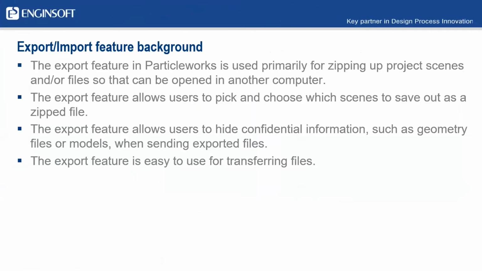The primary function of this feature is to zip up project scenes and files, and what we can basically do is share these files from computer to computer. So let's say you're working on a project and you want to share your model setup and everything with your colleague. You can zip up your scene folder or your scene and all your information, and basically give that zip file over to your colleague, and your colleague can open it on his or her computer.